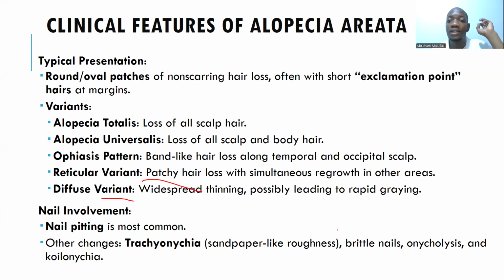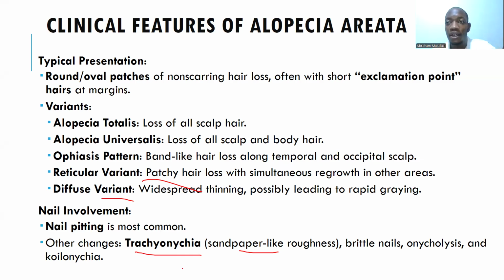And the last variant is what we call the diffuse variant, where someone has just widespread thinning, possibly leading to rapid graying of the hairs, and almost all the hairs everywhere become thin, and then most of them get lost. So remember, alopecia areata is one of the conditions that has been associated with other systemic conditions as well as nail involvement. So in alopecia areata, every time you make that diagnosis, you need to examine the nails of the patient, including both the toenails and the fingernails. Commonly, the feature that we see is nail pitting, and this is one of the causes of trachyonychia, with the sandpaper-like appearance of the nails, which can present as brittle nails or onycholysis, as well as koilonychia, as the manifestations of nail involvement in alopecia areata.